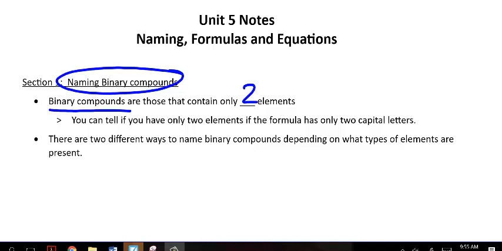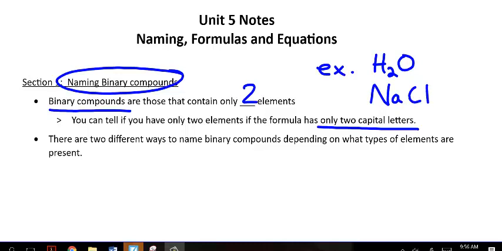And you can tell if you have only two elements because you'll only have two capital letters in your formula. So some examples of binary compounds include our dihydrogen monoxide, right? Two capital letters. Or our sodium chloride, two capital letters. Or carbon dioxide, only two capital letters.